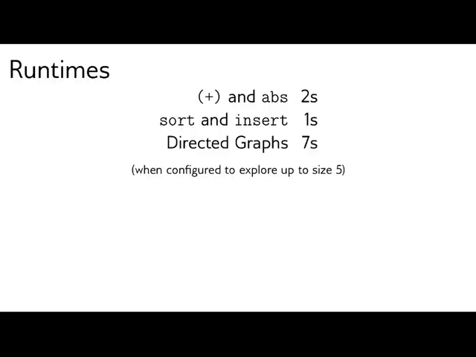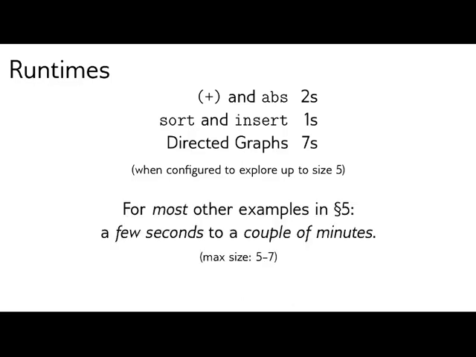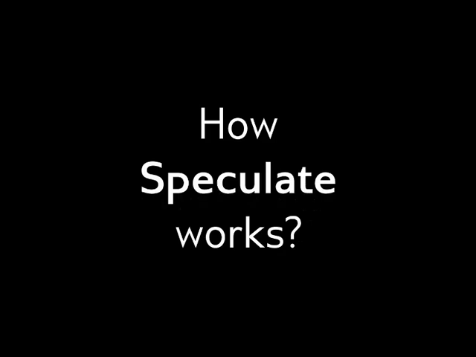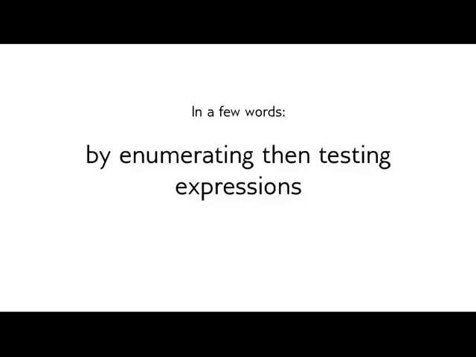Let's look at the runtimes. The plus and abs example I showed you takes 2 seconds to run. The sorted insert takes 1 second, and directed graphs take 7 seconds. For most other examples in section 5 of the paper, it takes a few seconds to a couple of minutes to run. Details of the benchmarks are in the paper. How does Speculate work? In a few words, it enumerates, then tests expressions, using a bit of reasoning.